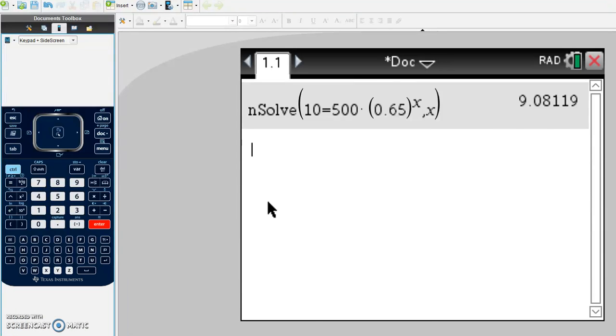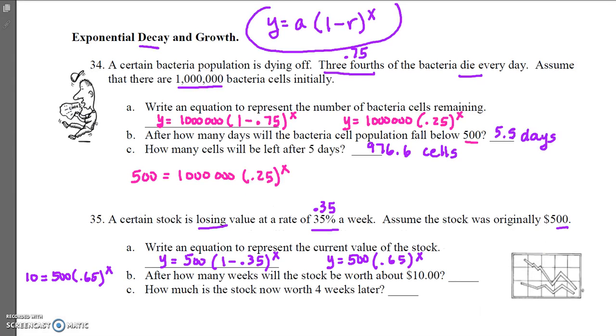So if I go back to my paper, so right here, this is going to be, oh sorry, there we go. So after about 9 days. Then it says how much is the stock now worth 4 weeks later. Oh, 9, sorry. This was 9 weeks, not days. Sorry, okay. How much is the stock now worth 4 weeks later? Okay, so that's where we're going to plug in.